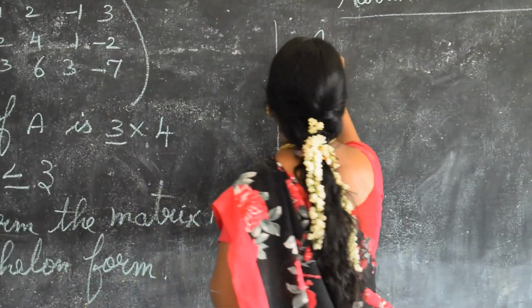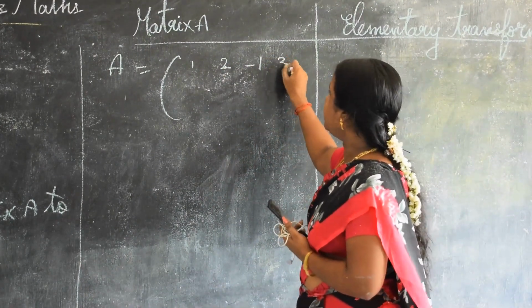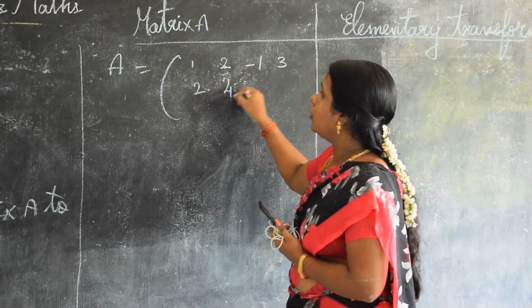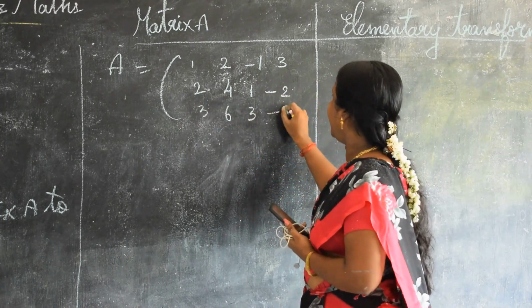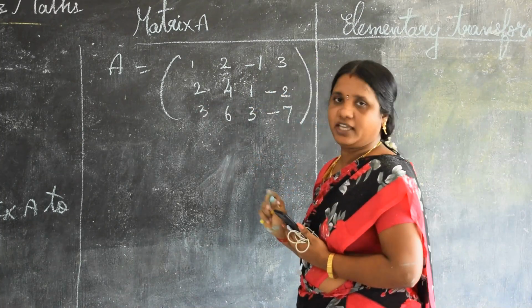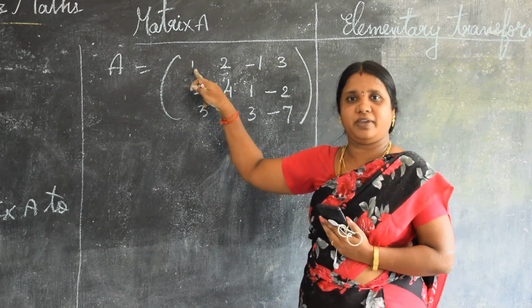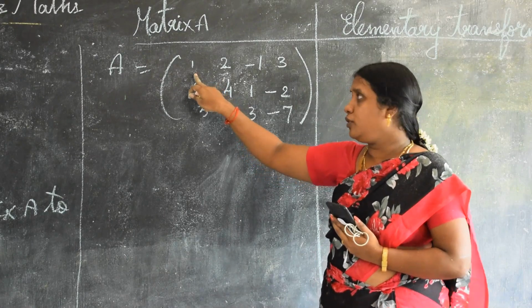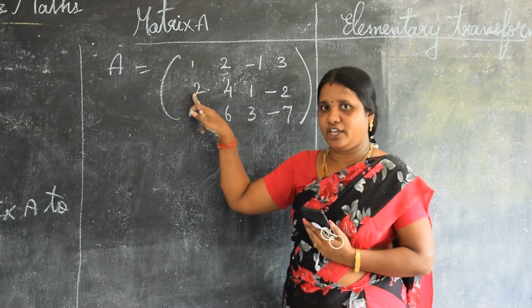See here, our matrix A is 1, 2, minus 1, 3, 2, 4, 1, minus 2, 3, 6, 3, minus 7. See, what I said already, our first element in the first row will be 1. Here already 1 is there, so you need not change anything. But next you have to get 0 here.